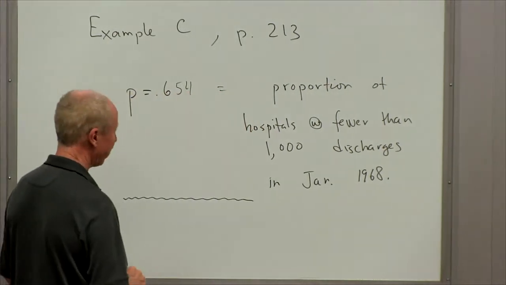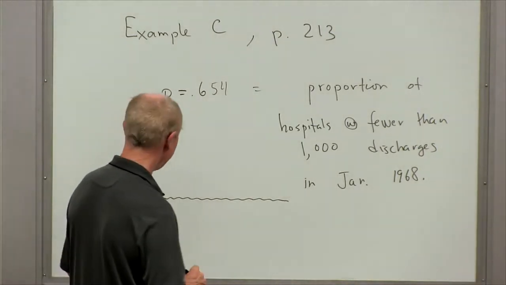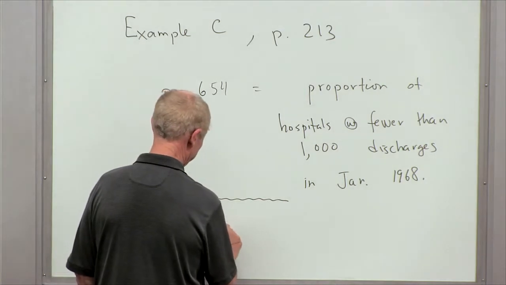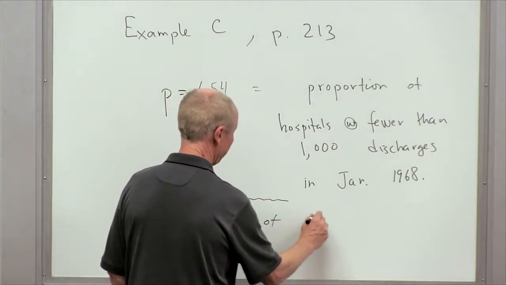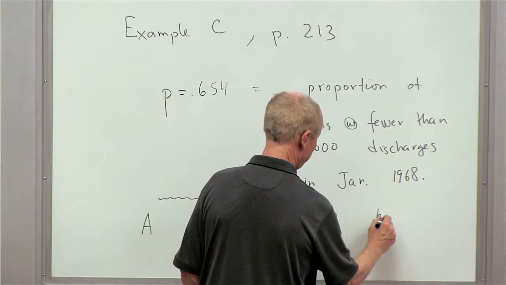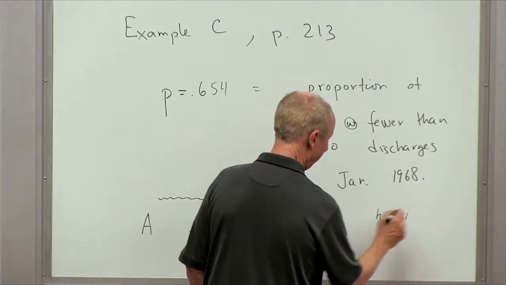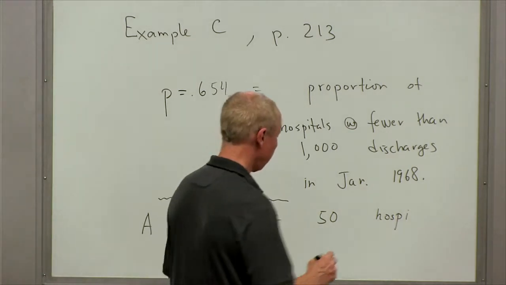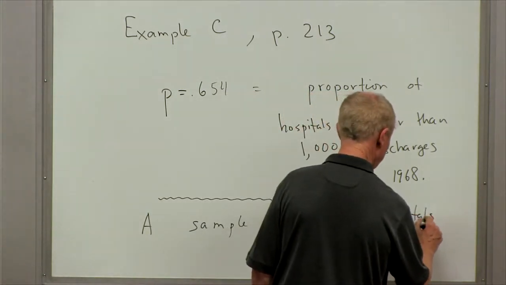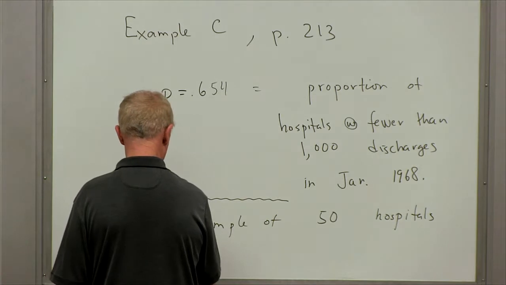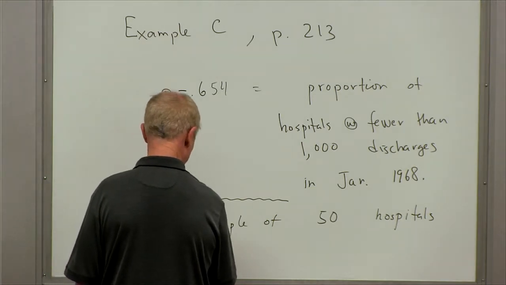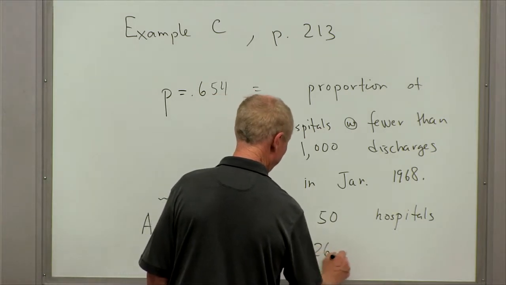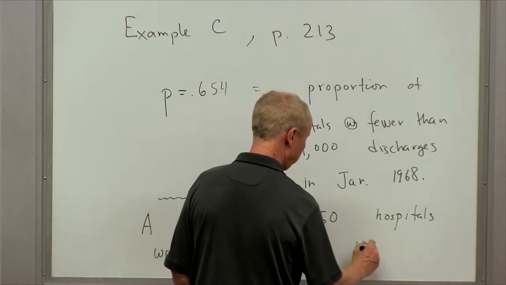Pretend you don't know it. I didn't tell you that. Okay. A sample of size 50 was taken. I think it was 50, sorry. Yes. And 26 had fewer than 1,000 discharges.